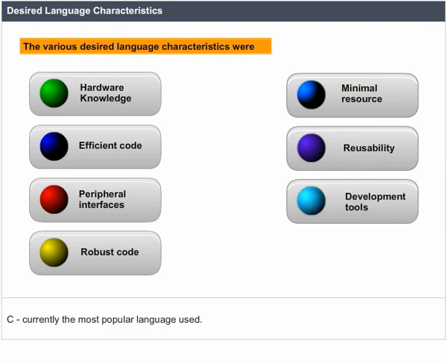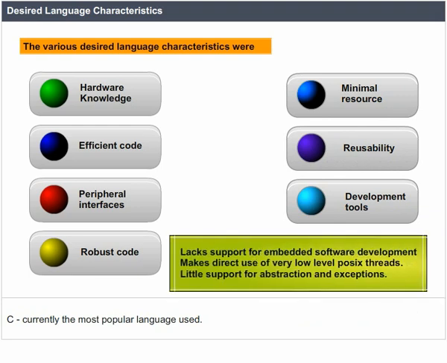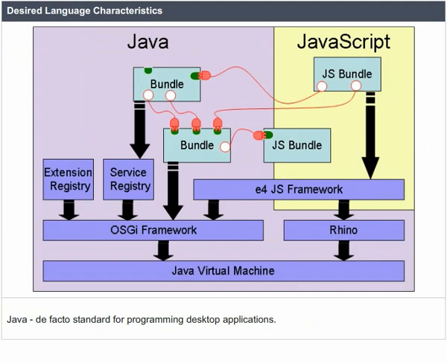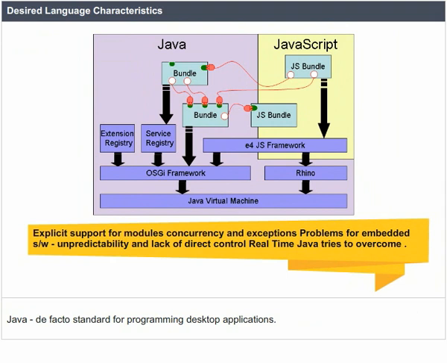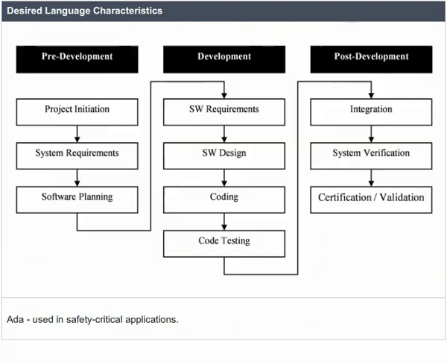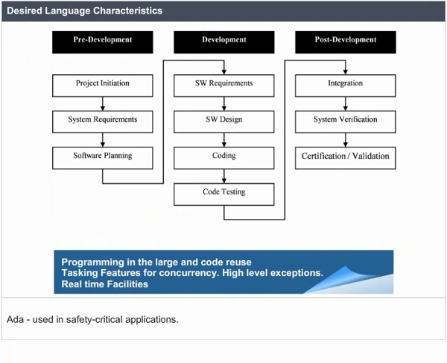C, currently the most popular language used, lacks support for embedded software development, makes direct use of very low-level POSIX threads, and has little support for abstraction and exceptions. Java, the de facto standard for programming desktop applications, has explicit support for modules, concurrency, and exceptions. Problems for embedded software are unpredictability and lack of direct control of real time, which Java tries to overcome. ADA, used in safety critical applications, programming in the large and code reuse, has tasking features for concurrency, high level exceptions, and real time facilities.